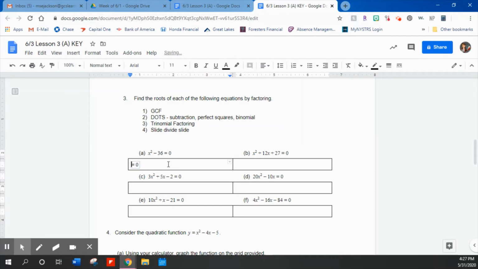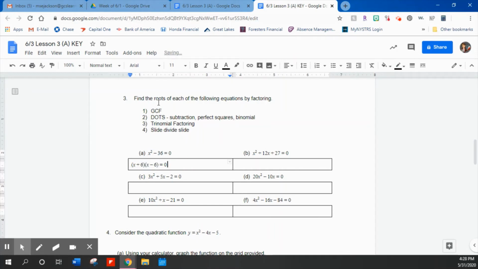So when we do dots, we double bubble. Dots is always going to have opposite signs. So we're going to have a plus and a minus. Okay, we take the square root of each piece. The square root of x squared is x. And the square root of 36 is 6.